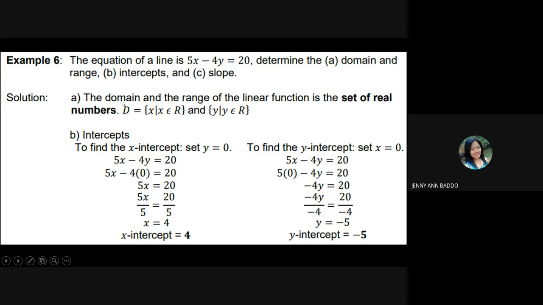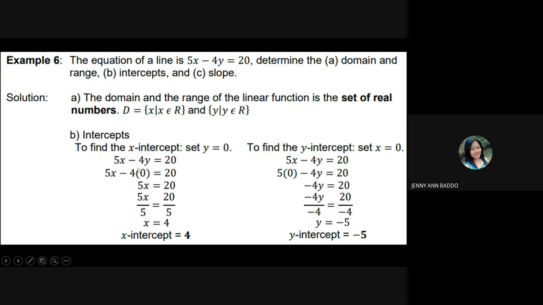First, let's determine the domain and range. Since the equation has the variables y and x, and the exponent of x is 1, it's a linear function. Again, if the function is a linear function, then the domain and the range belong to the set of real numbers. Next, for the intercepts.